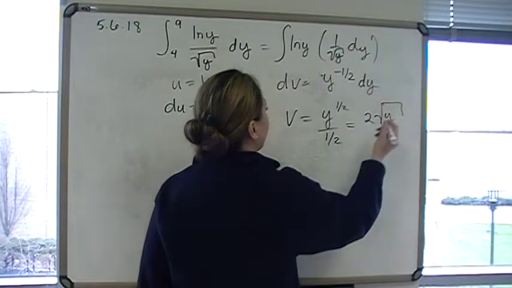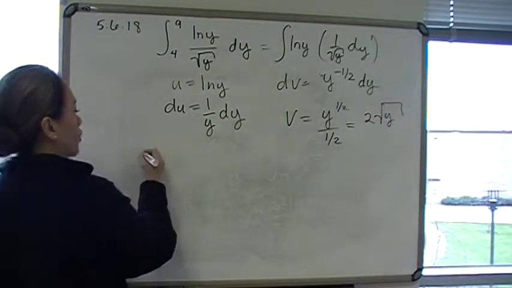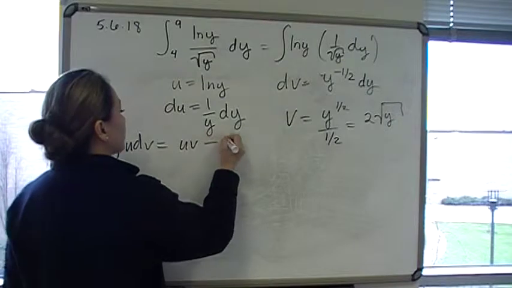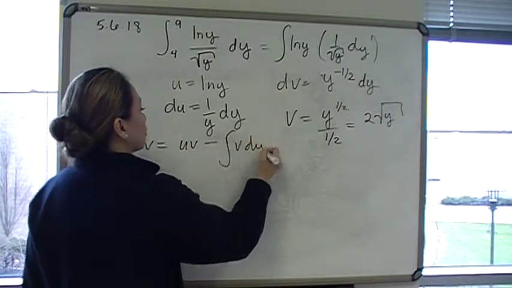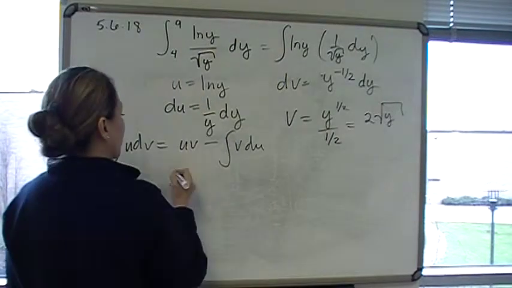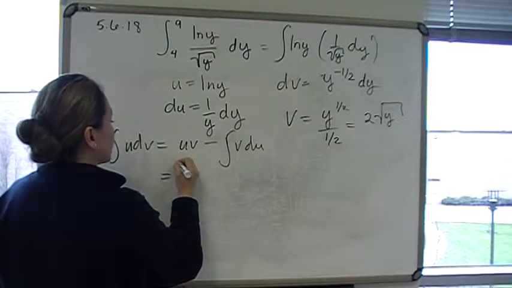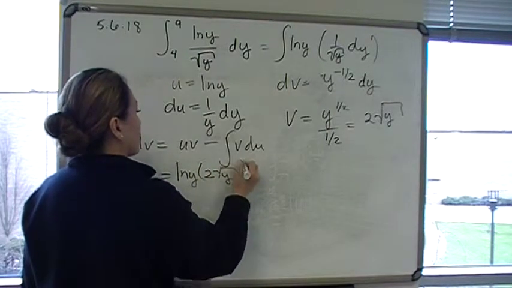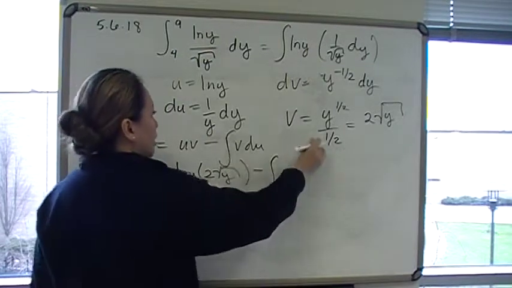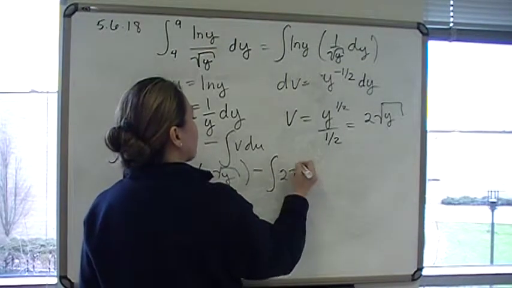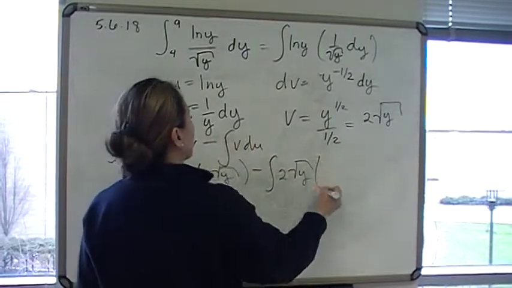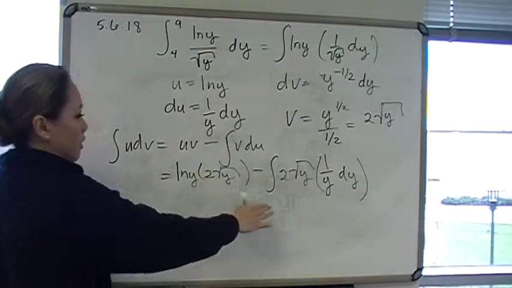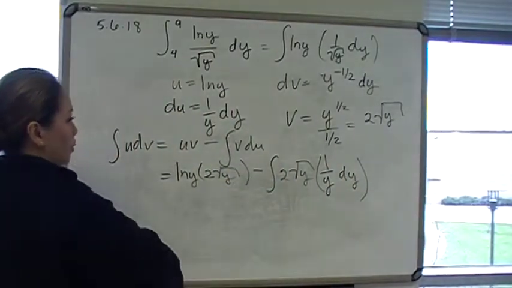Now we plug it into our integration by parts formula that says the integral of u dv is equal to uv minus the integral of v du. So what's u and v? U is the natural log of y, and v is 2 root y, minus the integral of v, which is 2 square root of y, times du, which is 1 over y dy. So this is much easier to solve than what we originally had.